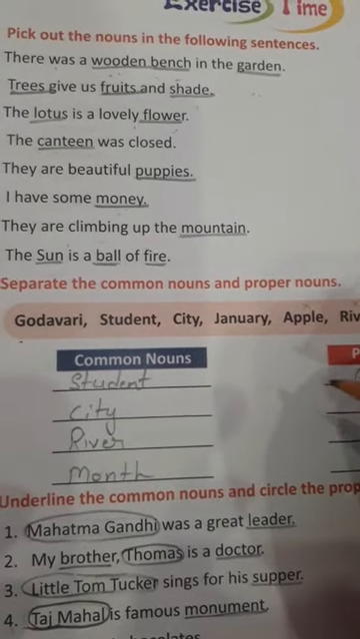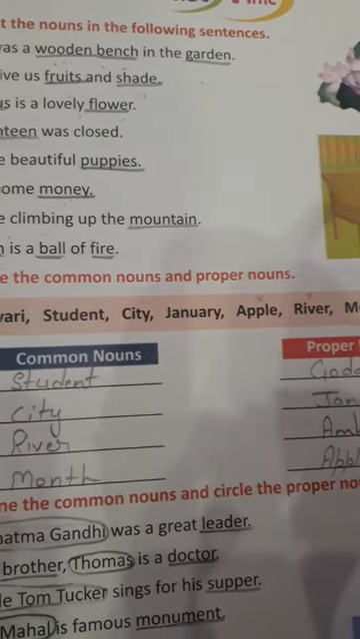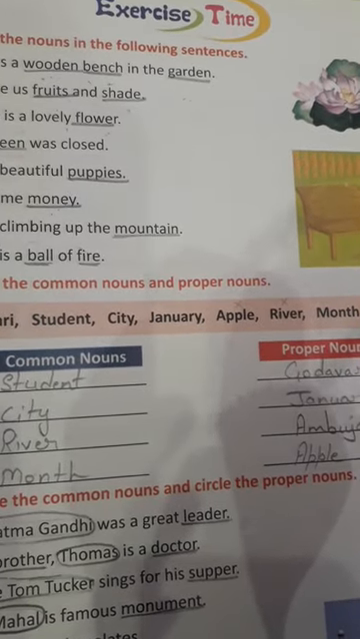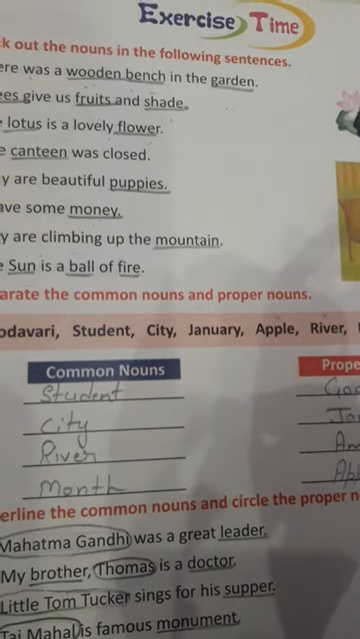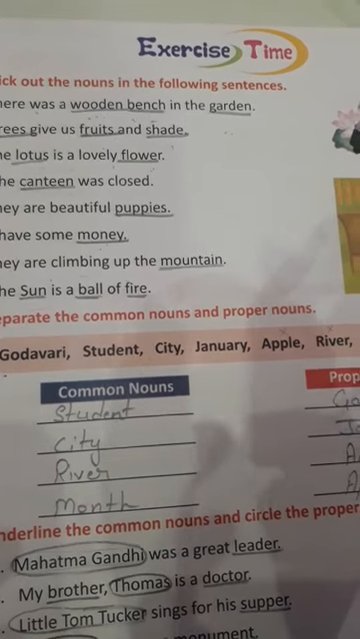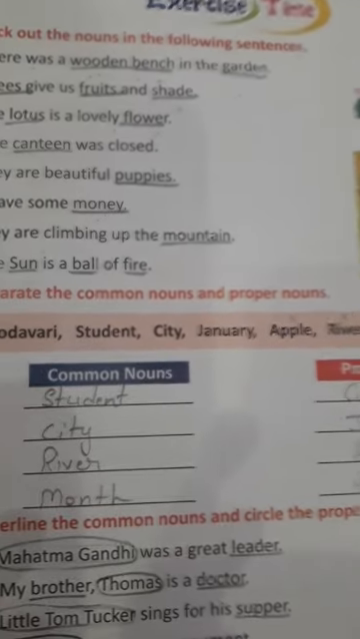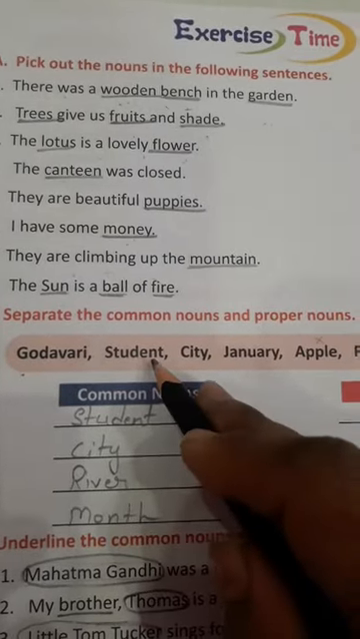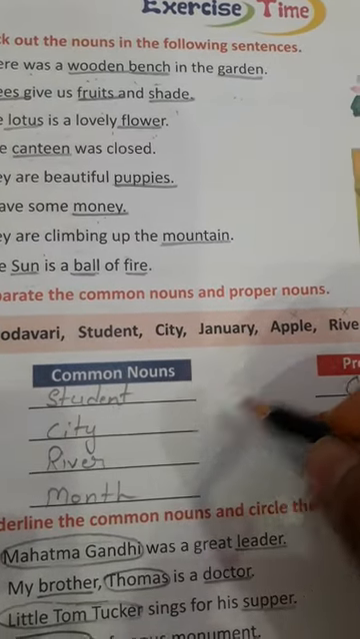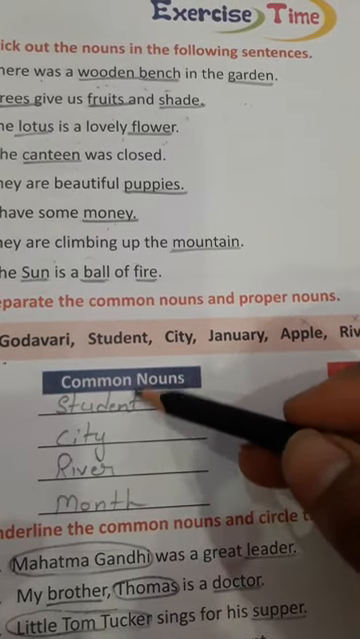Regarding the proper noun, the very important thing is that it is the name of a particular person, place, or thing, and sometimes it may consist of more than one word also. Common nouns are the names common to every member of a class or a kind. For example, take a student. A student is a common noun because any student can be there. A girl can also be a student and a boy can also be a student. So student is a common noun.